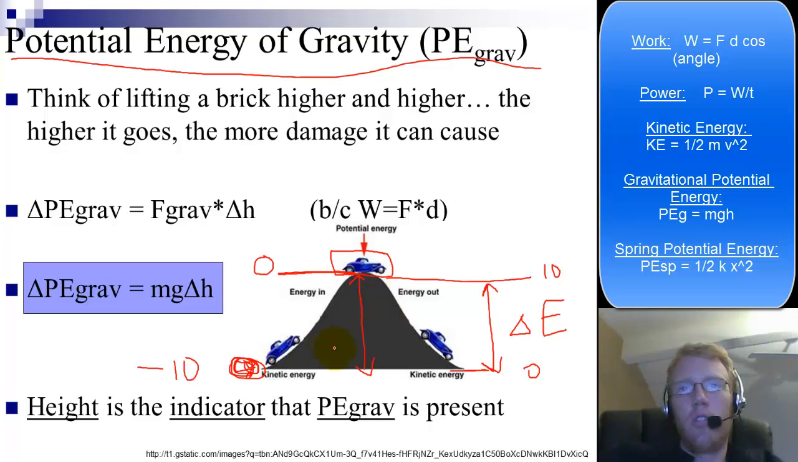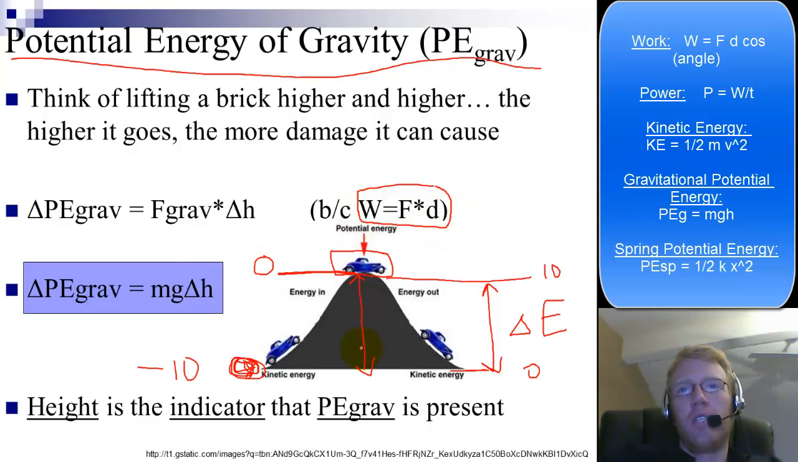So you can choose your 0 point, just like back when we were doing origins and positions, you can choose your position to be anywhere for the height, as long as you're consistent and you measure the change. So your formula here, remember, work is force times distance.